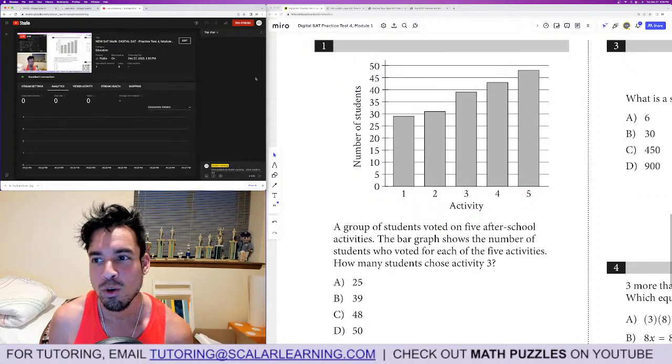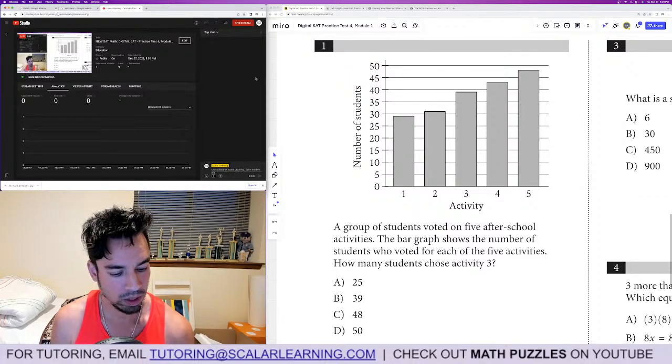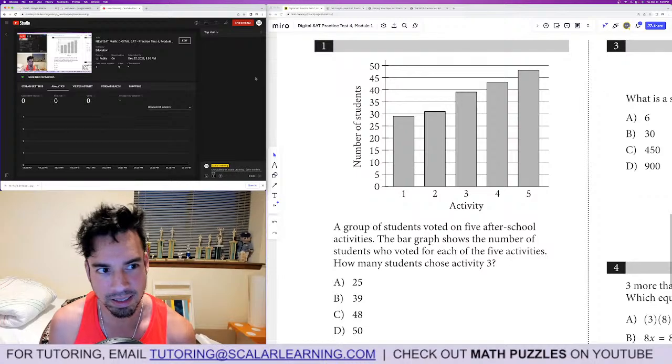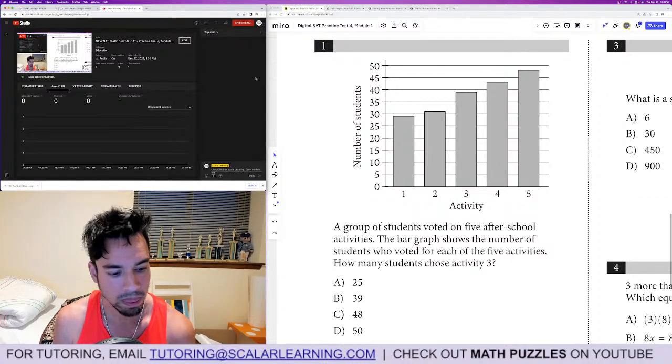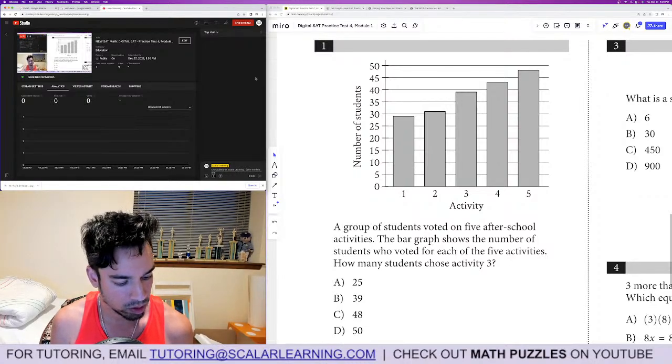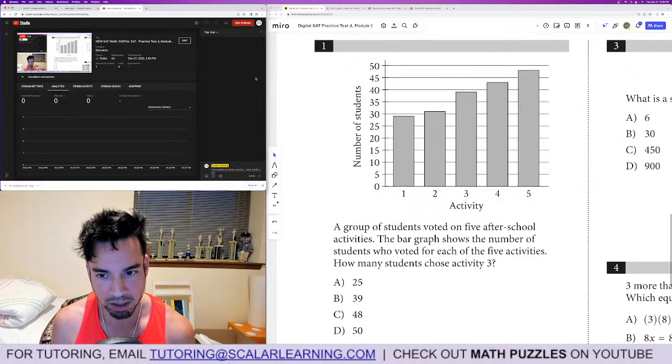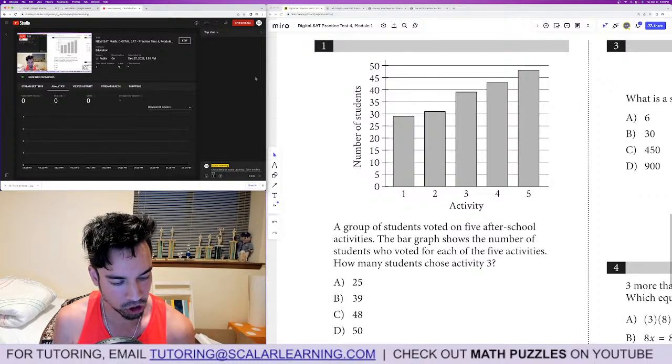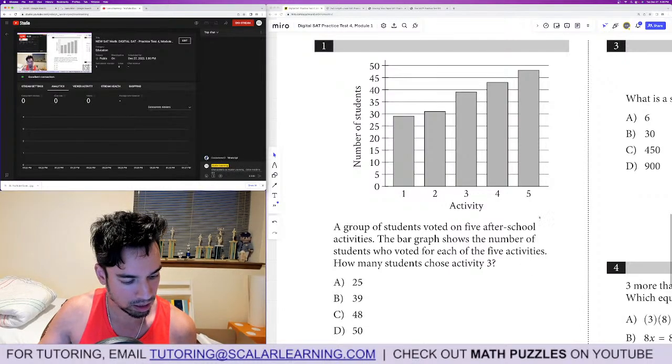And today we are continuing with this series on the new digital SAT, in particular, practice test module 1. And once again, we are taking this test in real time for the first time, which is always super fun. And we are going to set the timer. This is the non-adaptive version, which means it is.